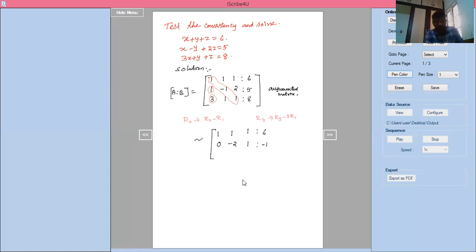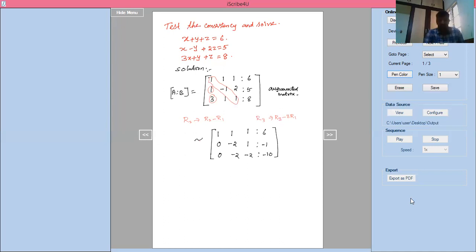Similarly, R3 is there. R3 is nothing but here 3 minus 1. So 3 minus 3 should be 0. R3 is nothing but 1 minus 3, which is minus 2. And the next one, R3 is nothing but 8 minus 18. 8 minus 18 should be minus 10.